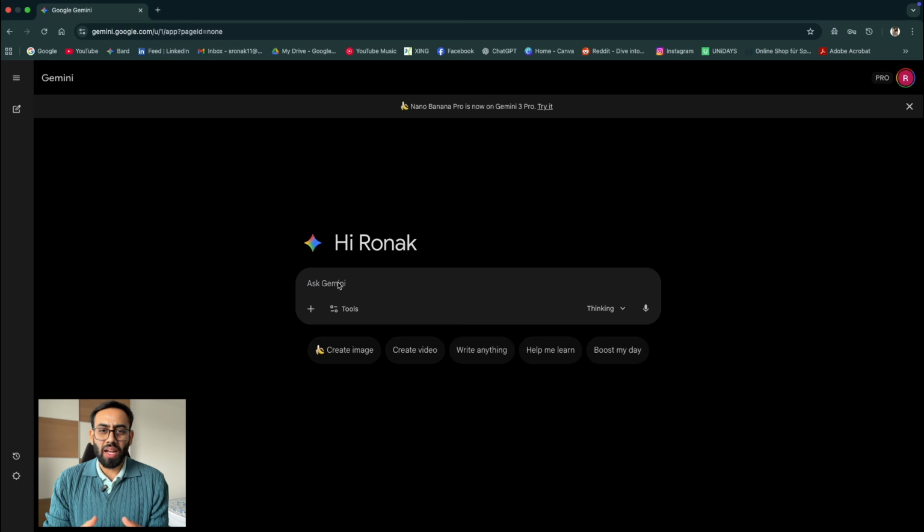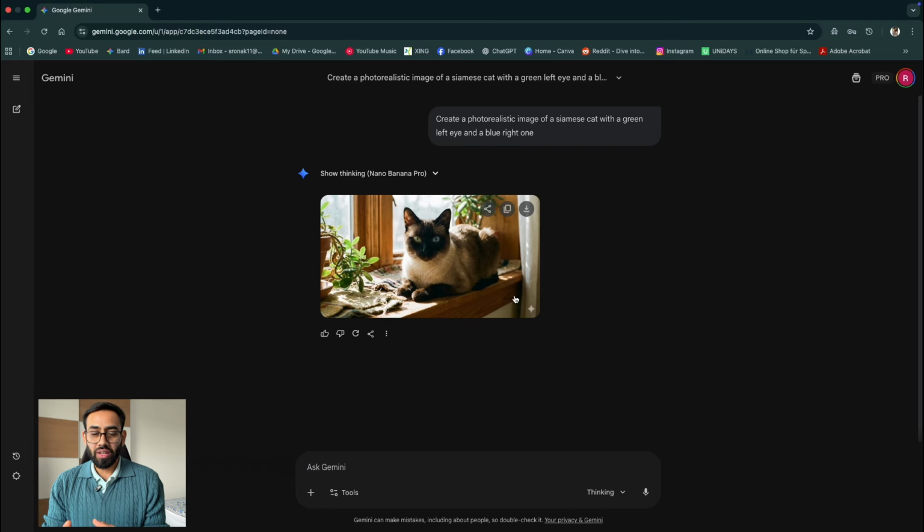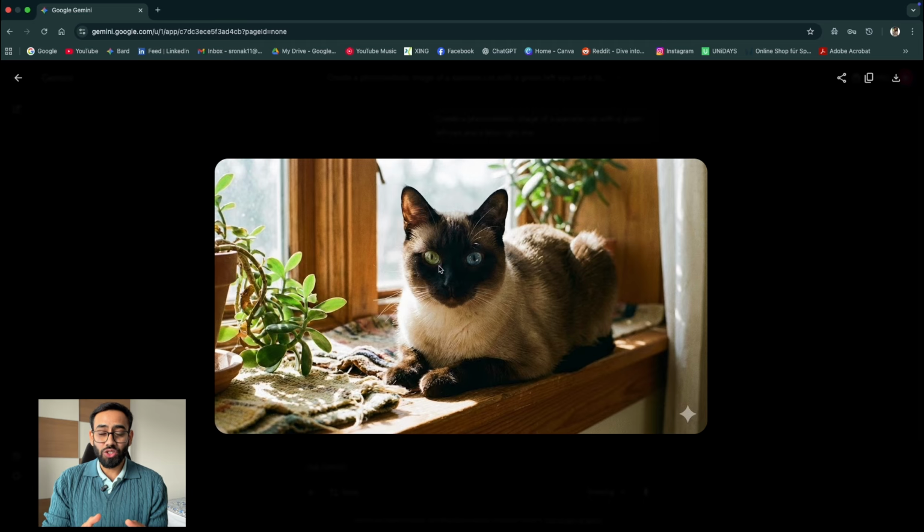For a simple prompt like generating an image of a cat, the output was really good. This image is far, far away from looking like an AI-generated image. Also, the colors in the eye were blue and green, so it understood the context as well. Nice portrait blur, nice shadows. The image quality is really, really good.